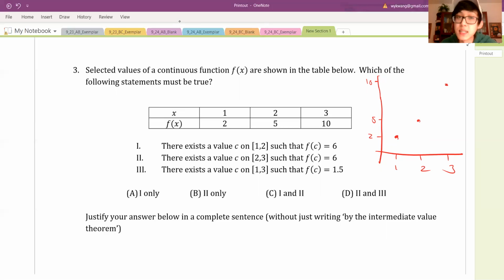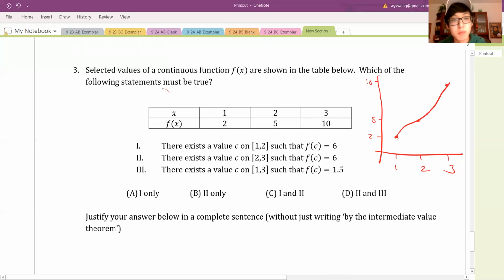And it's a continuous function. That's very important. Remember, for the intermediate value theorem, we have to understand first that it's a continuous function. That must be a requirement. So we're told that these points are all connected. We don't really know how, but they're all connected, right? There's no jump discontinuity, because that would obviously break the intermediate value theorem. So I'm just going to draw that. They're all connected. Which of the following statements must be true?